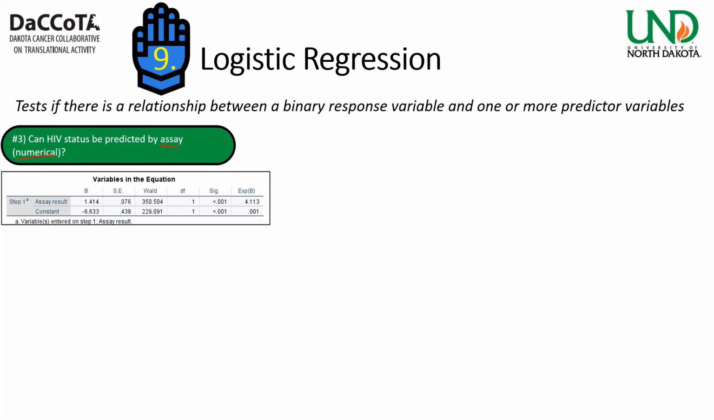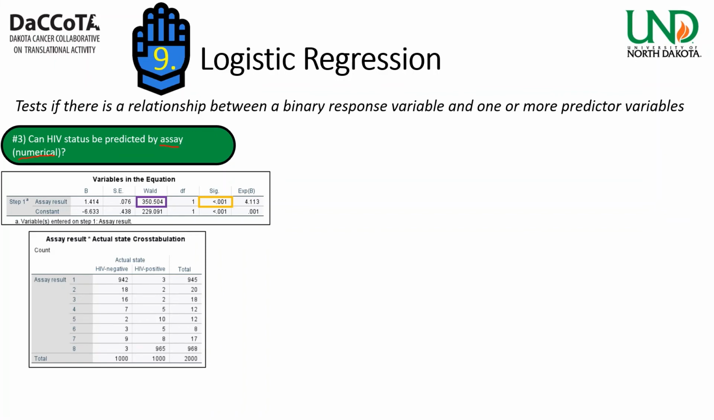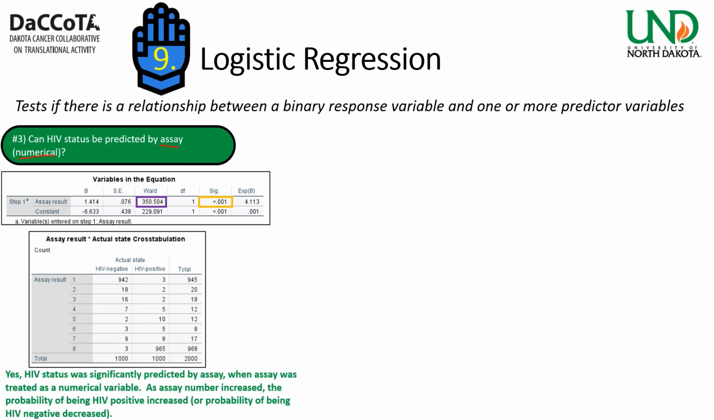And what we see here is there is a significant value, and so this is where we're going to get the crosstab to be able to figure things out rather than try to plot things. And we see, yeah, HIV status was significantly predicted by assay, when assay was treated as our numerical variable, as we did here. As assay number increased, so as we go up here, the probability of being HIV positive increased. So you see here at assay result 1, there's only 3 who are HIV positive and most are negative. But as you go up all the way to like 8, almost all of them are positive. So this assay is capturing that.